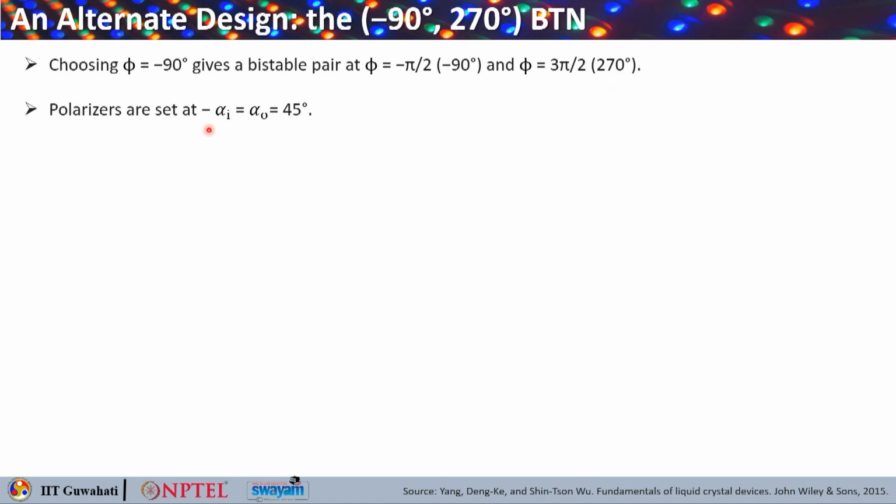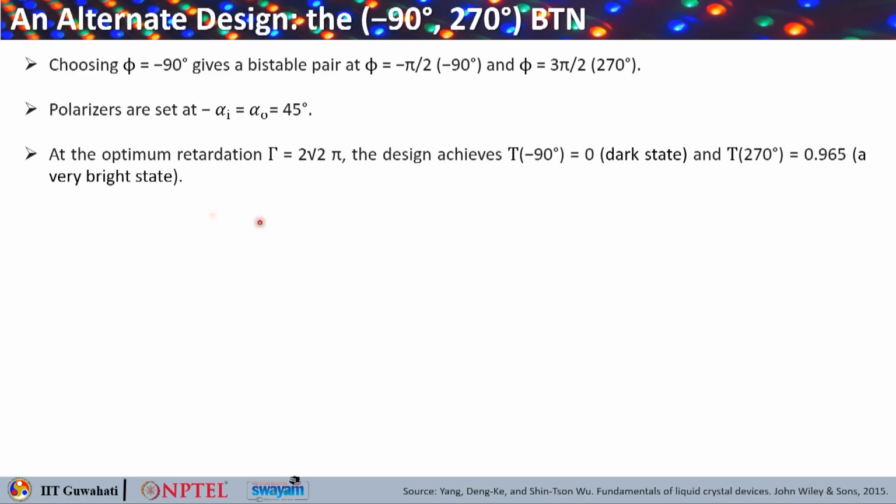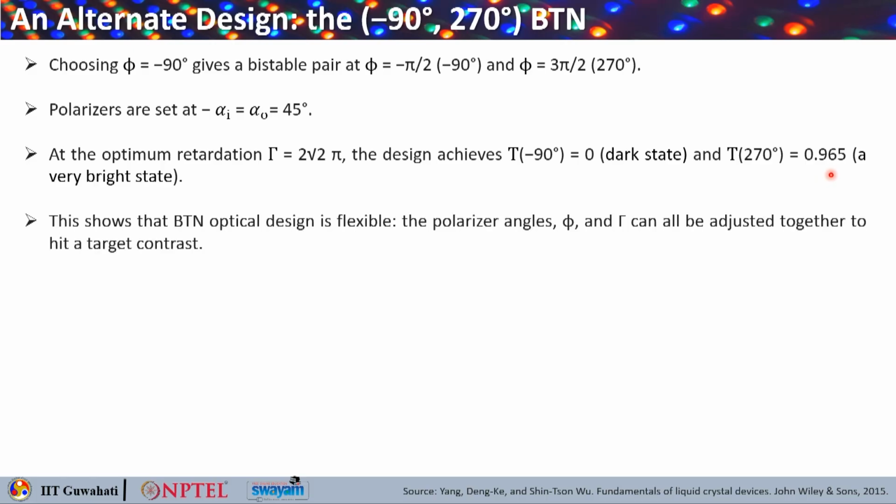So in this case the polarizers can be set at minus alpha I equals alpha O, which will be 48 degree. That means you can say that alpha is basically minus 48 degree and alpha is basically plus 48 degree. So you will see that the optimum retardation in this case, gamma, will be 2 root 2 pi, and in this case the design achieves a dark state at the minus 90 degree twist angle, that is T minus 90 degree will give you 0 transmittance, that is the dark state, and T at 270 degree will give you a bright state with 96.5% transmittance.